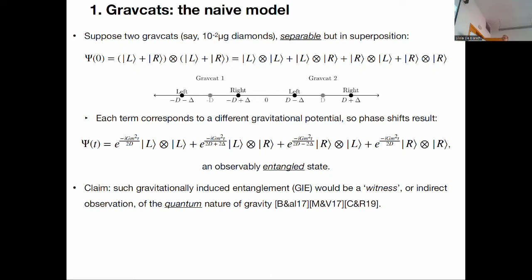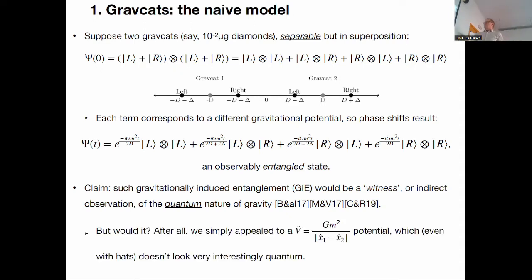I hope you're a little surprised by that claim at this point, because it seems strong given the way I've set things up here, which is why we're going to have to go back into this and think about it even harder. This is where gravity is showing up in these terms, and really all I've done is suppose there's this gravitational potential, and I put the hats on it because it's an operator. That's how quantum mechanics works. This doesn't really look very quantum. So what's really going on here?